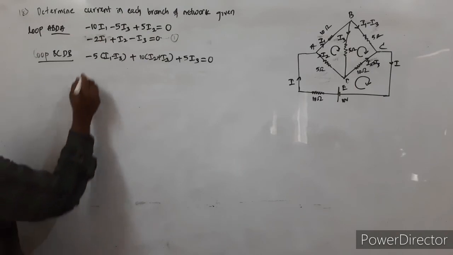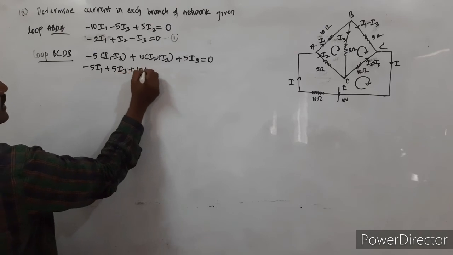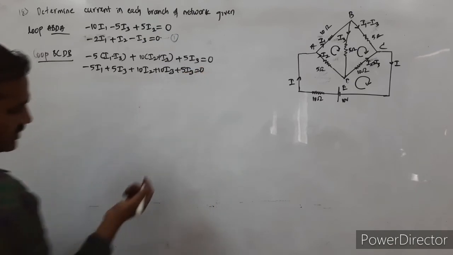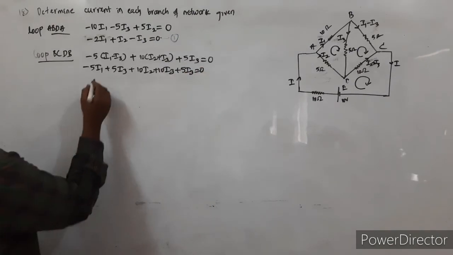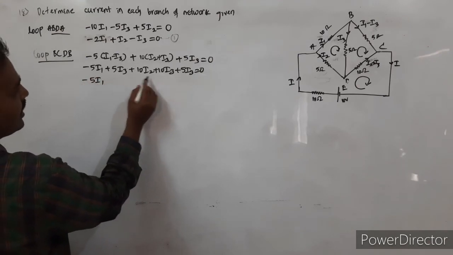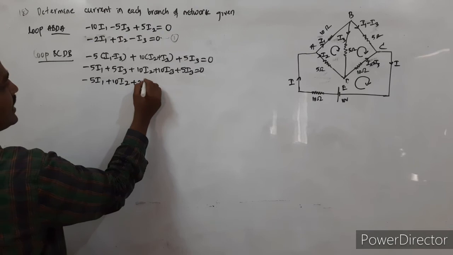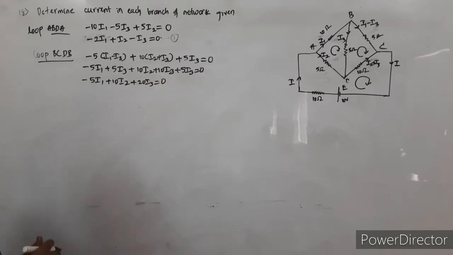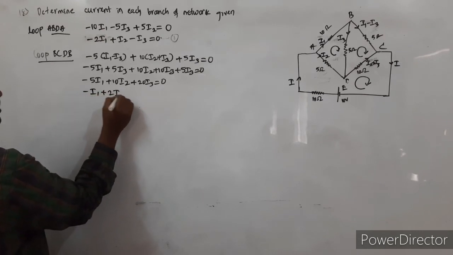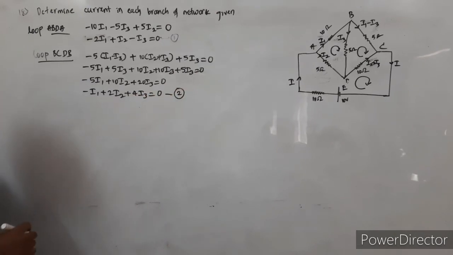Okay, let us simplify this. I write it as minus 5 I1 plus of 5 I3 plus 10 I2 plus 10 I3 plus of 5 I3 is equal to 0. Then here I1 term is only 1, so I write it as minus of 5 I1, I2 I have plus of 10 I2. Here I have 10 plus 5 plus 5, that is 20 I3 is equal to 0. I can divide this equation by 5. I can write it as minus of I1 plus 2 I2 plus 4 I3 is equal to 0. Let this be equation number 2.